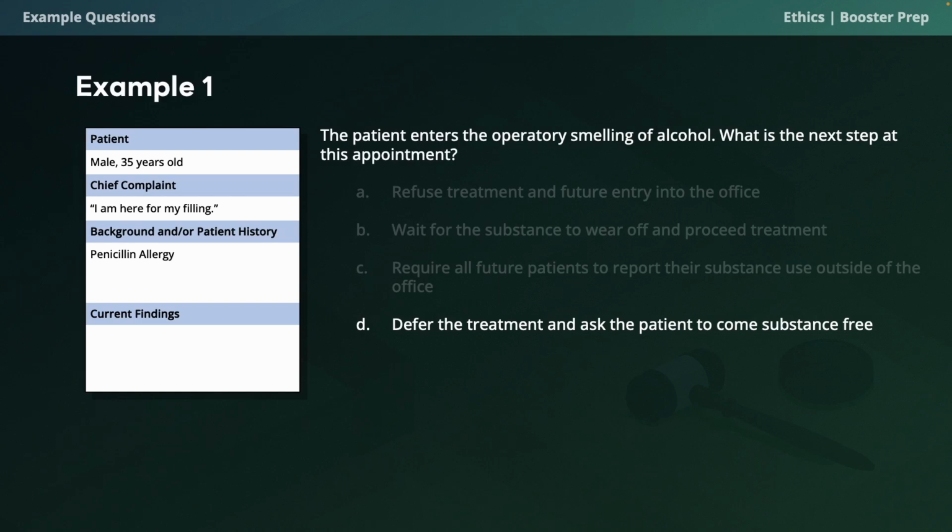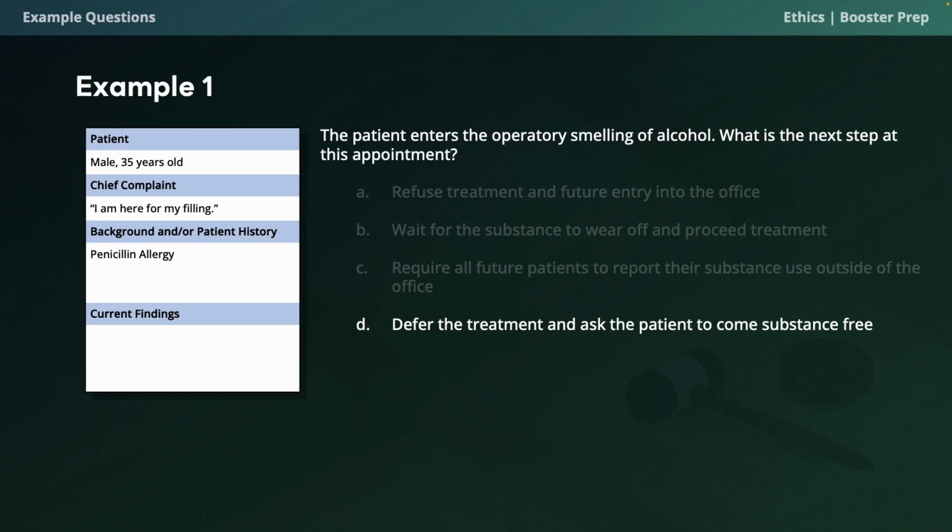Answer choice B, in order to treat a patient, you need informed consent. Since the patient is not of clear mind and is clearly intoxicated, it is not ethical nor reasonable to just wait it out. Additionally, this makes it seem like you are holding them in your office under the influence. However, this is not only dangerous for you and your team, but also the other patients. This is definitely not the best answer.